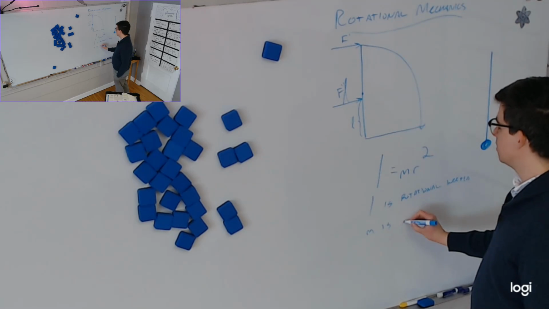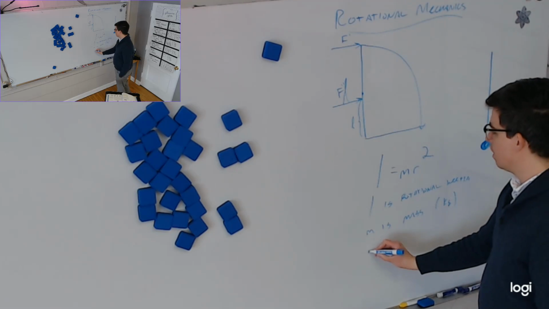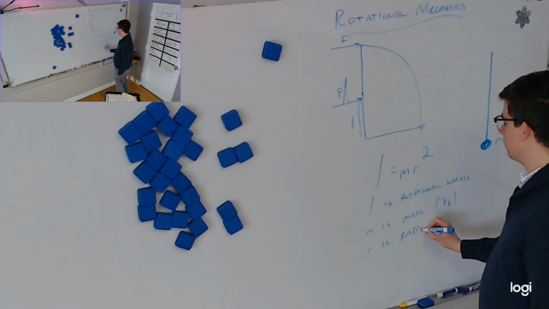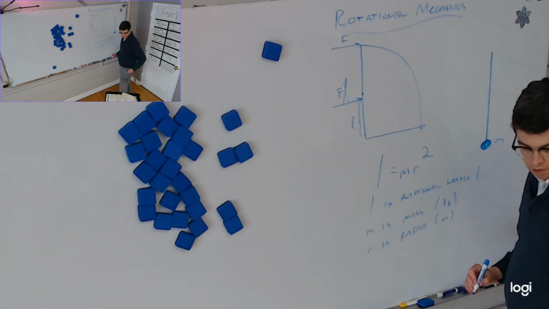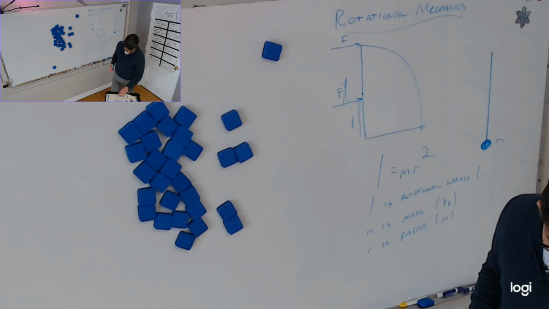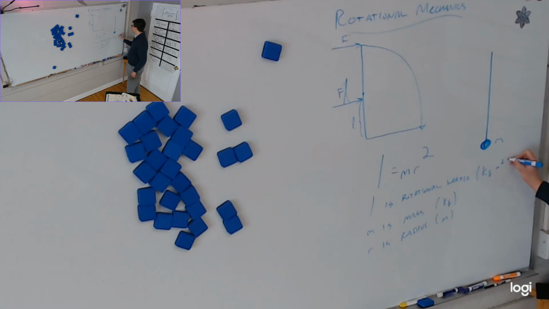M is mass, measured in kilograms or grams or whatever. R is radius, measured in meters, and then that has to be squared, of course. And so our rotational inertia will be measured in what units? Yeah, kilogram meter squared.